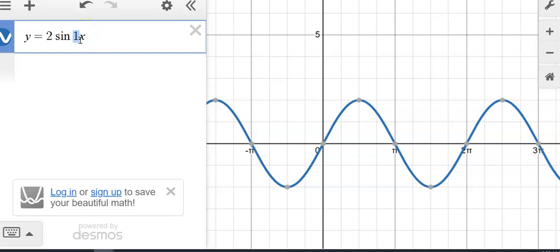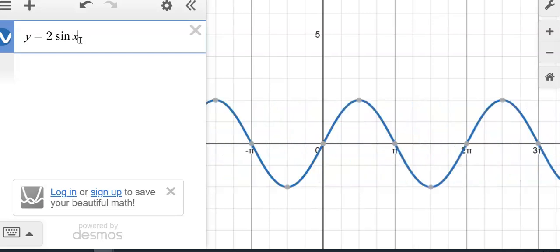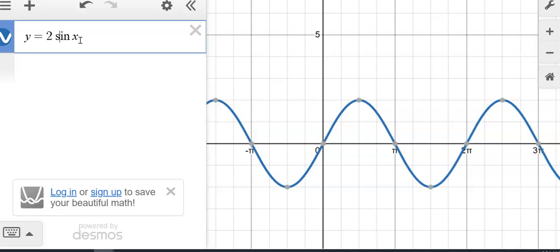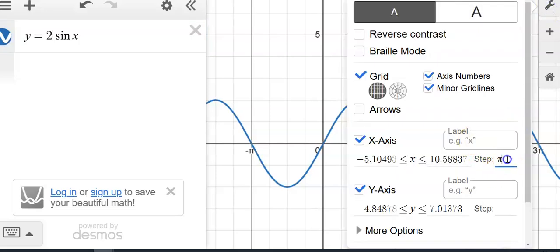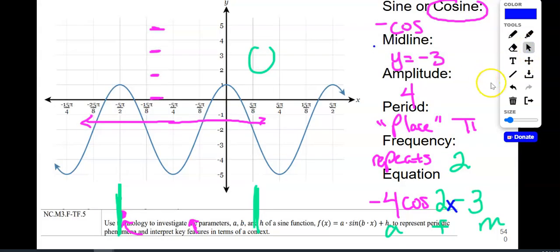I want to make it repeat a lot of times. I'm going to put like a 5. Now it's repeating 5 times between 0 and 2 pi. If I want my midline to be up a little higher, I put something like a +6, and now it's up higher. And again, 2 is the amplitude, so it only goes up 2 right now because of that little 2 in the front. So go to that wrench, put your x-axis step at pi, and then you can see all your little things happening on decimals for those of you that love to use decimals.